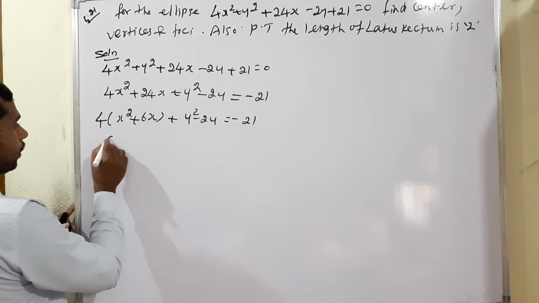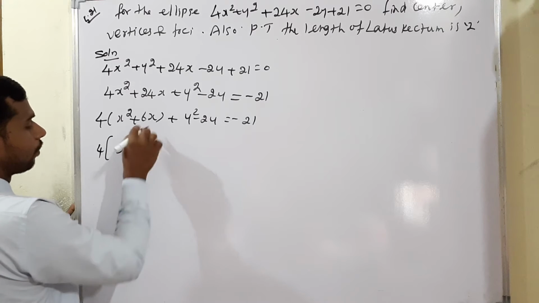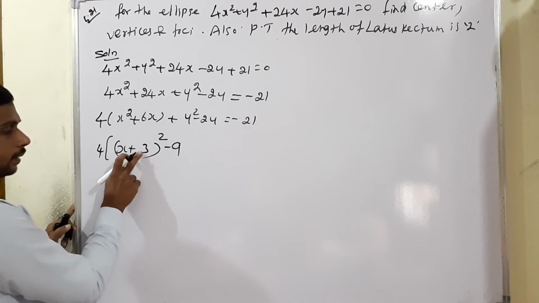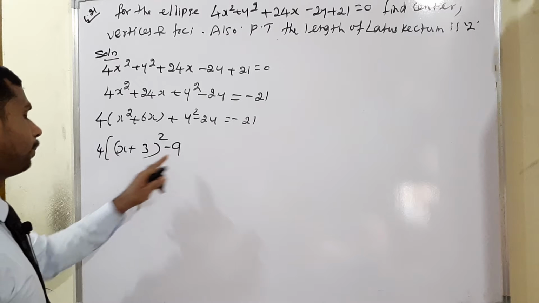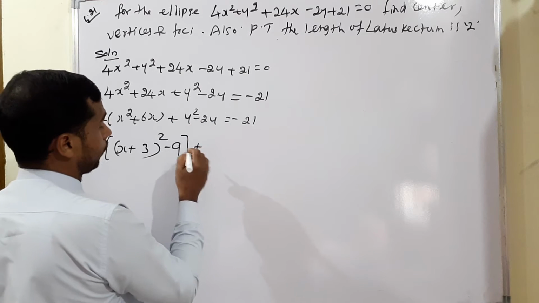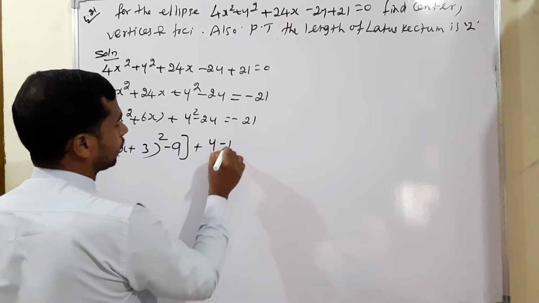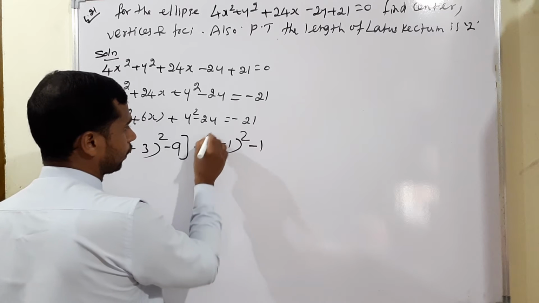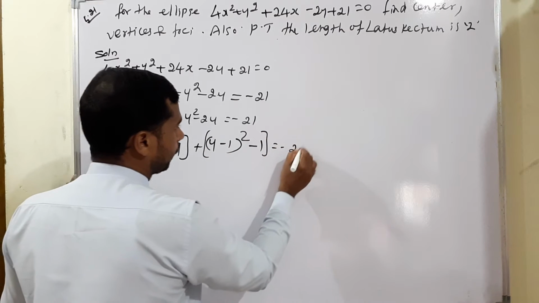So completing the square: x plus half of 6, means 3. So x plus 3 the whole square, then minus the square of 3, means 9 will come. For the next term, there is no number outside, so we write it directly: y minus half of 2, means 1 will come. Then minus 1 square, means 1 will come, is equal to minus 21.